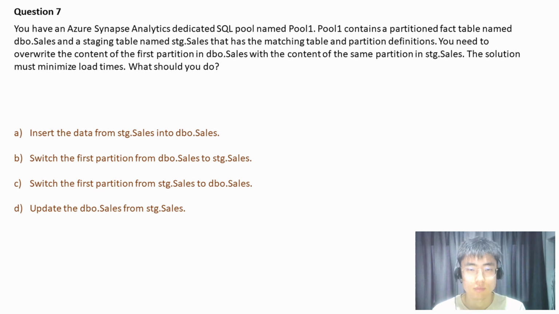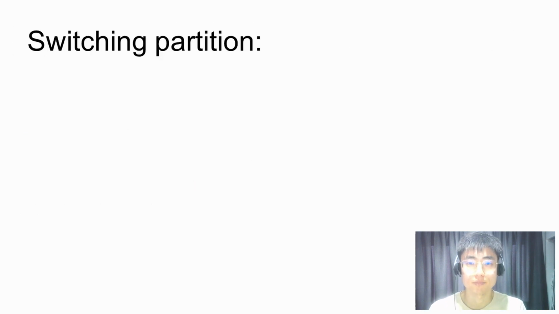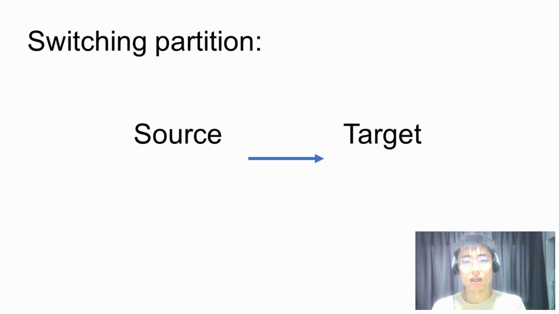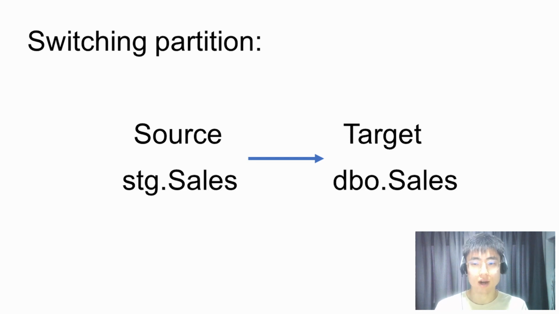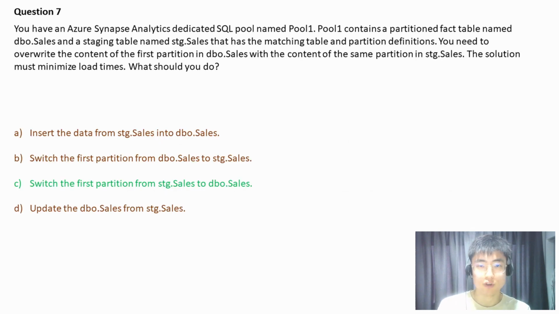What should you do? So there are three things we can do with partition tables: partition deletion, partition merging, and partition switching. And for this question, we're interested in partition switching here. When we switch partition, we always want to go from source to target. In our case, the source is the STG sales table, and the target is the fact table, which is named DBO sales. So what we need to do here is switch the first partition from STG sales to DBO sales. So the correct answer here is C.